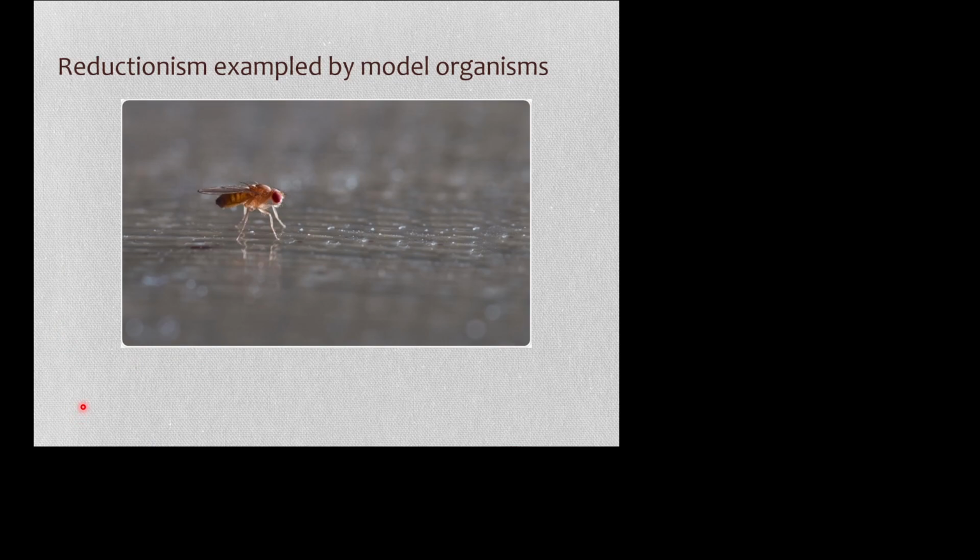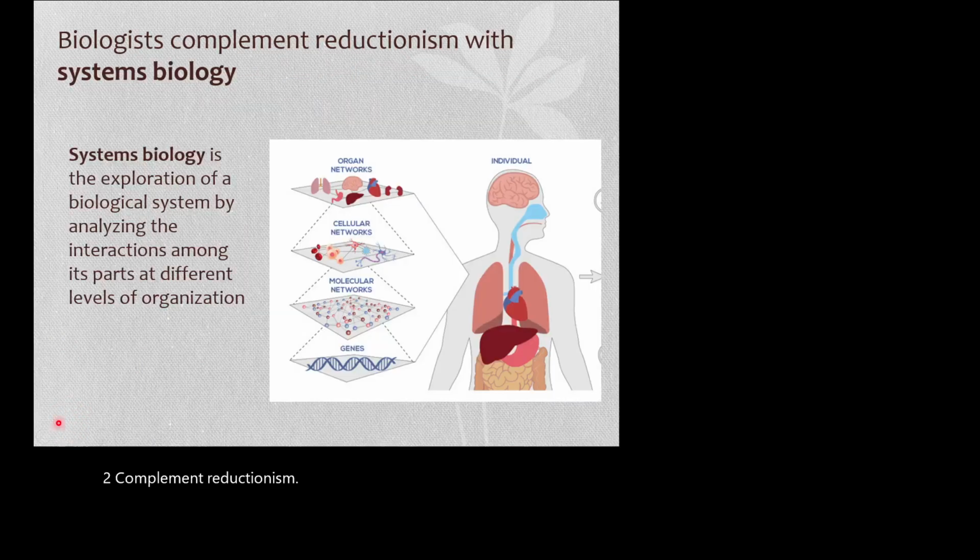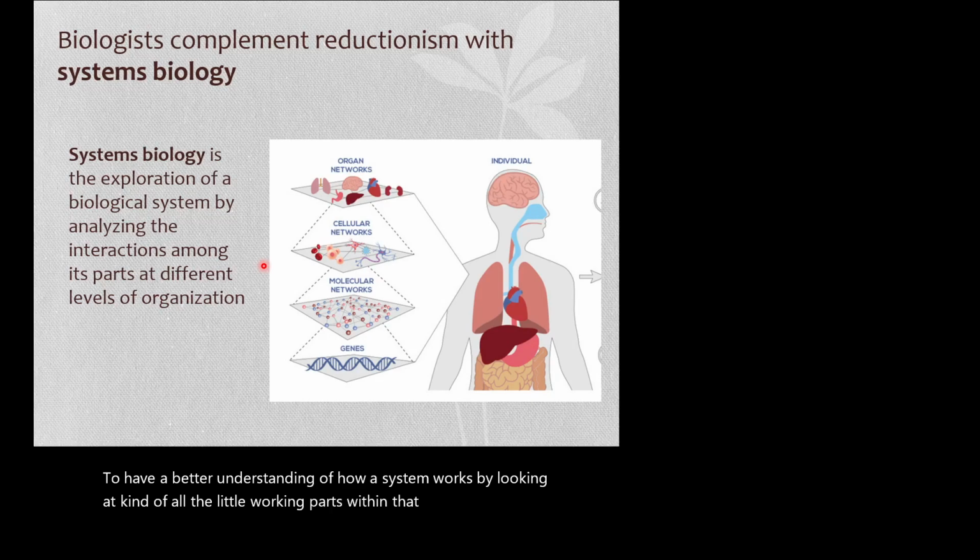To complement reductionism is systems biology. In systems biology, we look at the interrelationships or interactions between different levels of organization to have a better understanding of how a system works by looking at all the little working parts within that system. And sometimes the system depends on all of those parts working and the interaction of them together.